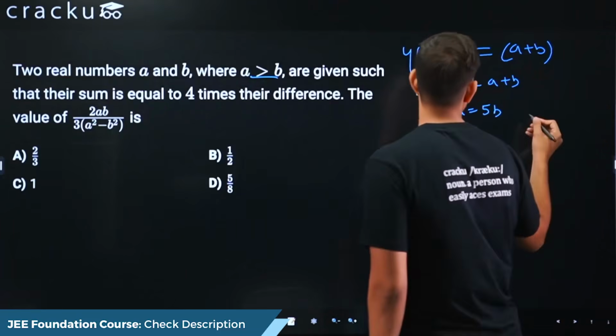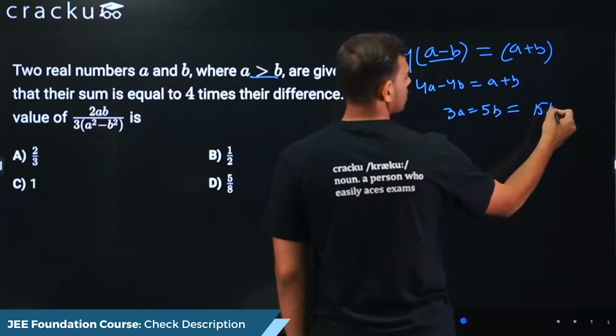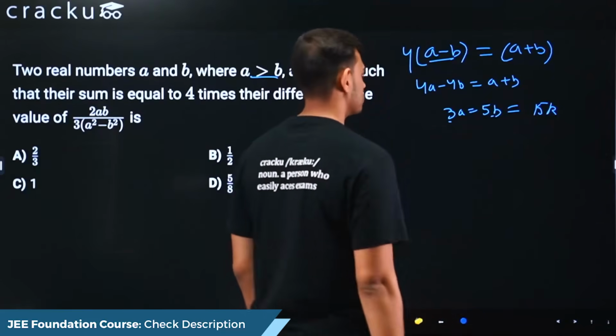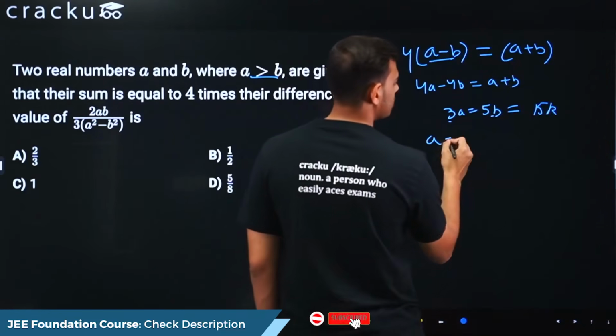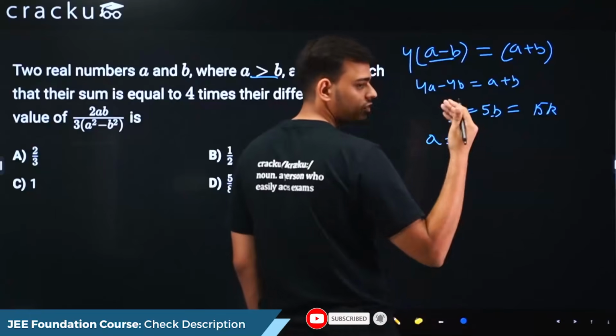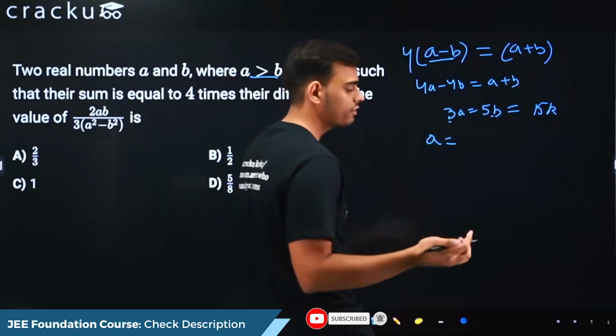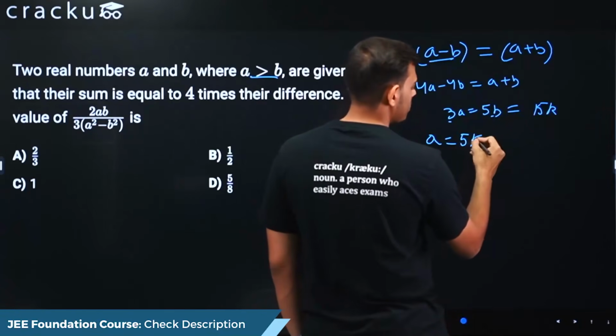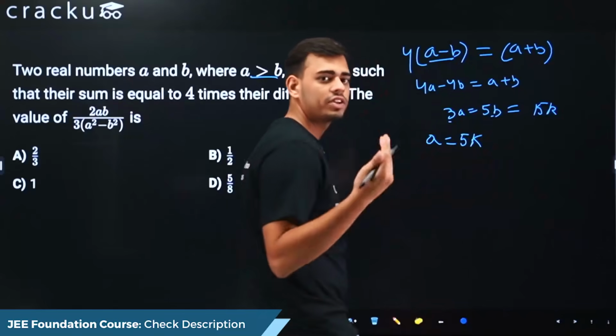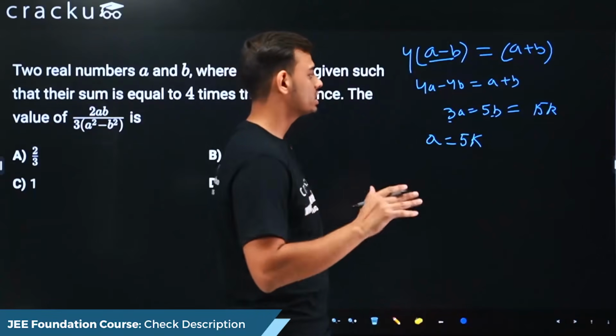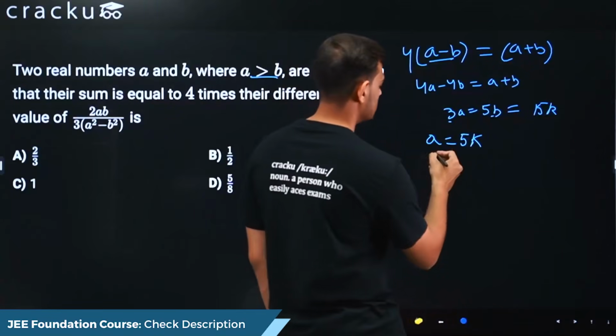Let us assume it to be 15K, which is the LCM of 3 and 5, 15. 3A is 15K. A will be 15K by 3, which is nothing but 5K. Similarly, 5B is 15K, so B will be 15K divided by 5, which is 3K.